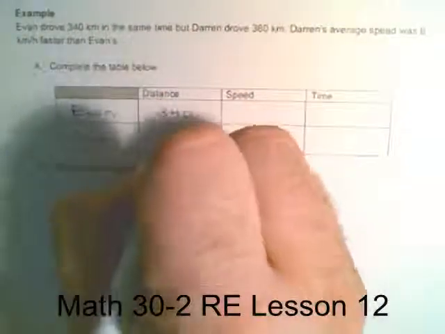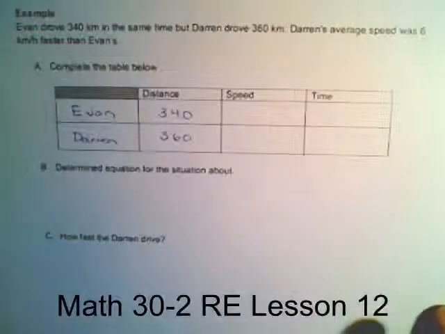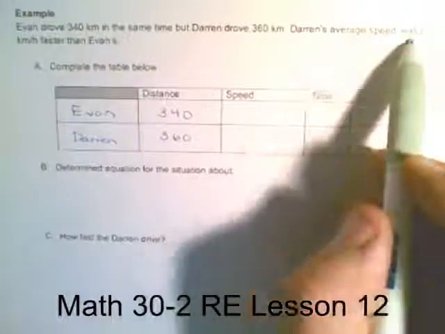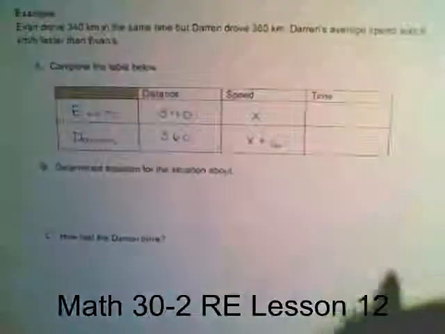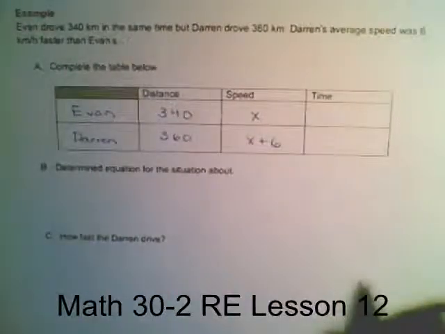Evan drove 340, so I know that's his distance. Darren drove 360. I know that's his distance. Continuing on, the speed. Well, I know Darren's average speed was 6 faster than Evan's. So if Evan's was x, Darren's is 6 plus x, or x plus 6.